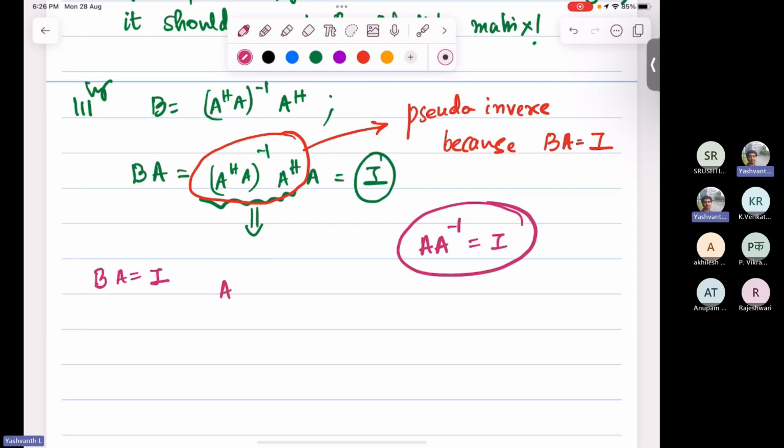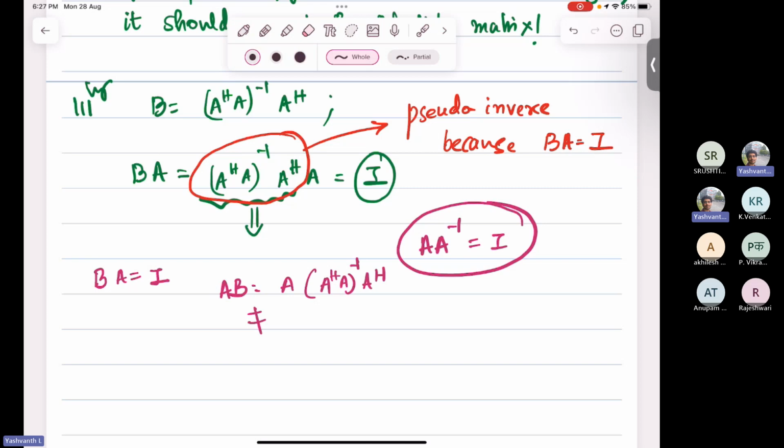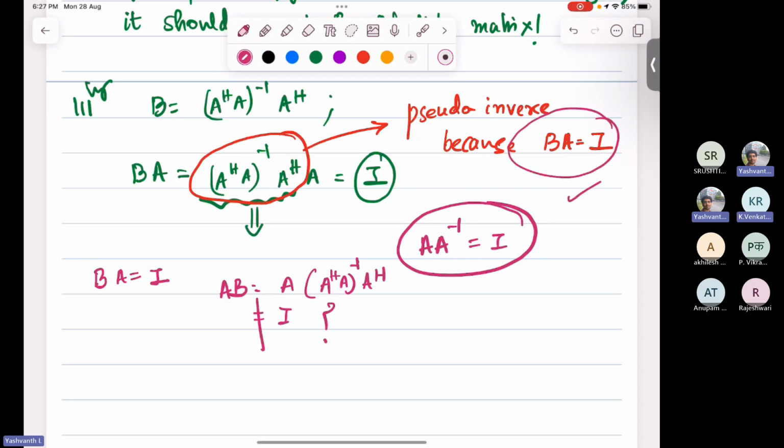But if you now compute AB, what is AB? A into (A Hermitian A) the whole inverse, A Hermitian. What is the guarantee that this is an identity matrix? There is no guarantee. It's not an identity matrix. The one way relation holds true, but the other way relation does not hold true. That's why it's called pseudo inverse. It tells something about the invertibility, but it is not the inverse of the matrix at all. At a very high level you can think of it like this: it's a rectangular matrix, so you cannot define the inverse. That's a very high level argument, agreed, but this is more general.